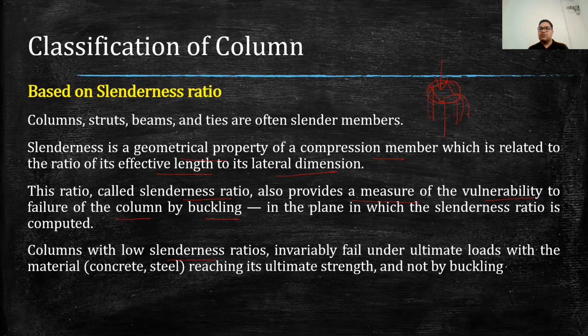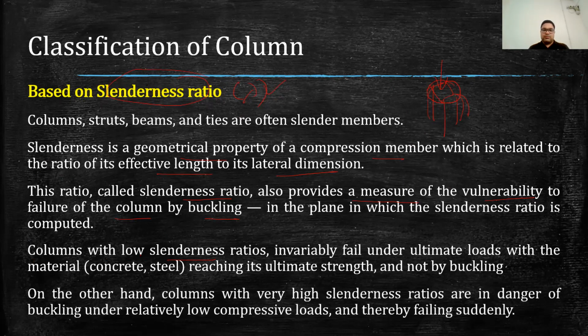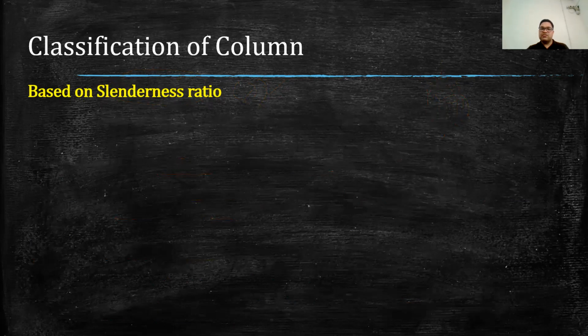But in the case of columns having high slenderness ratio, they don't utilize their full strength because of the high lambda value. Generally, we express this ratio as lambda. So if the lambda value is high, they don't utilize their full strength. On the other hand, if a column has a very high slenderness ratio, it is in danger of buckling under relatively low compressive load, and therefore it fails suddenly.